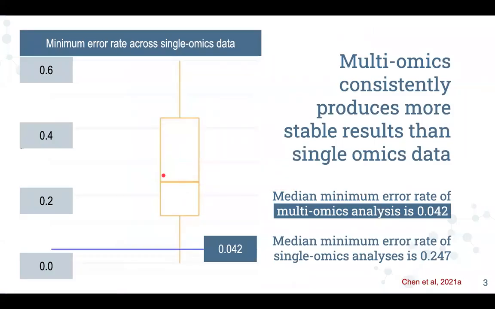We have some empirical evidence showing that multi-omics analyses are consistently more accurate than single omics analyses. I show the minimum error rates obtained for each analysis on the COVID-19 case study on the left. The orange box plots show the error rate distribution for single omics analysis, and the overlaid blue line shows the minimum error rate obtained for multi-omics analysis on the same dataset. And you can see that the multi-omics approach consistently outperforms the single omics approaches.